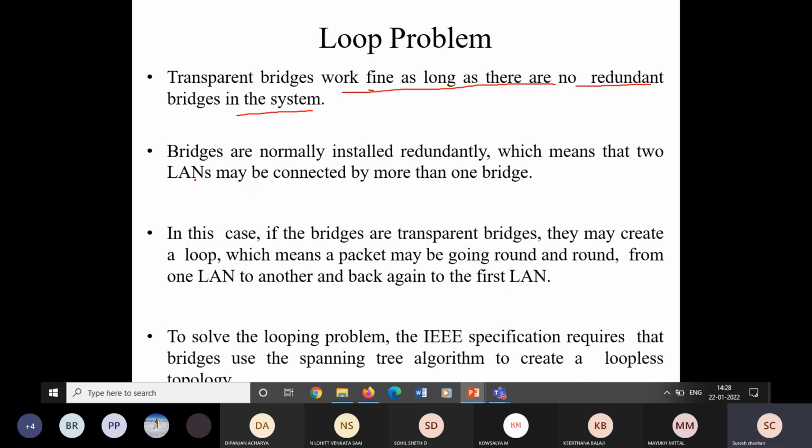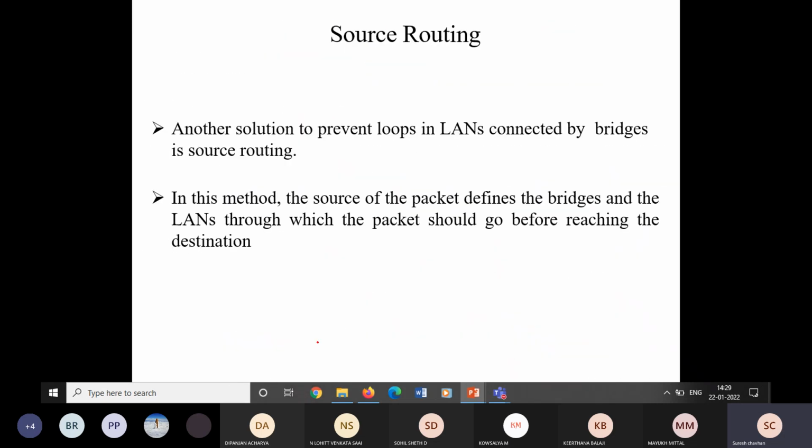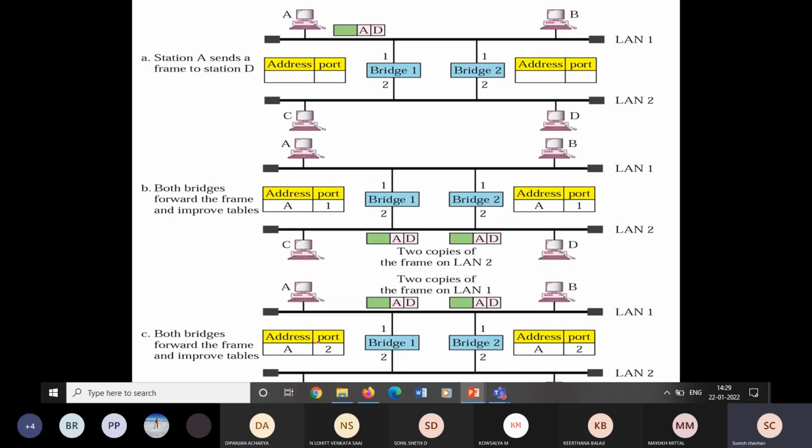Yeah, that's what they are saying. So in this case, if the bridges are transparent bridges, they may create a loop, right? Which means a packet may be going round and round from one LAN to another and back again to the first LAN. And to solve this kind of problem, we have two solutions. One is the spanning tree algorithm and another one is source routing, right? So let's see what this problem is.